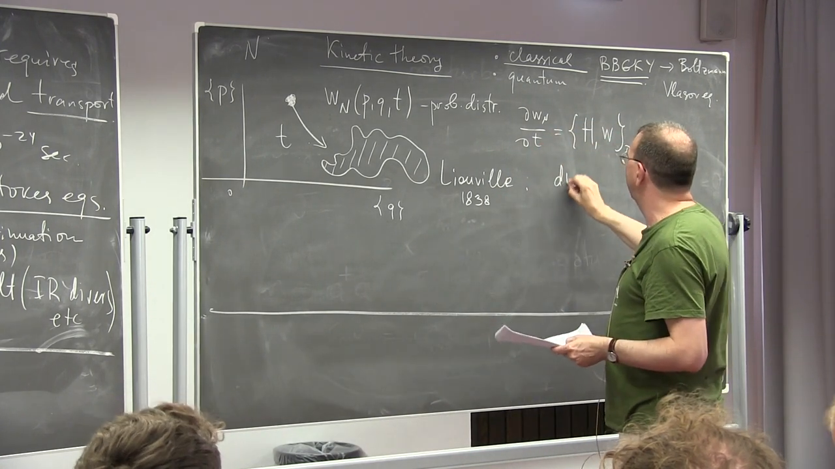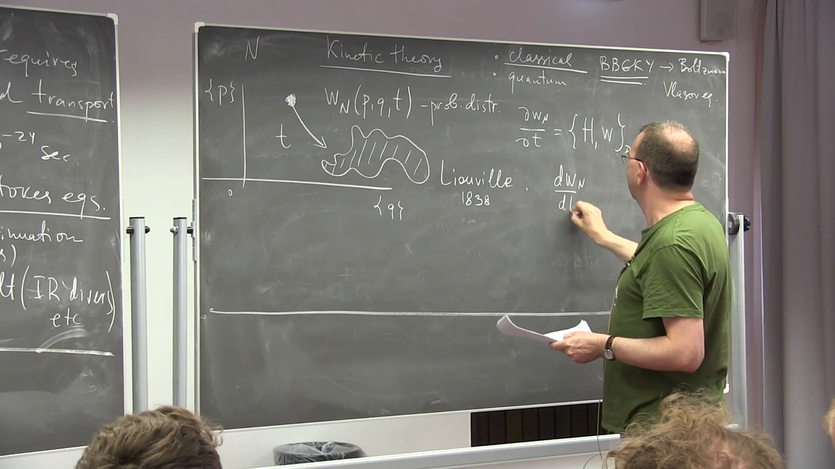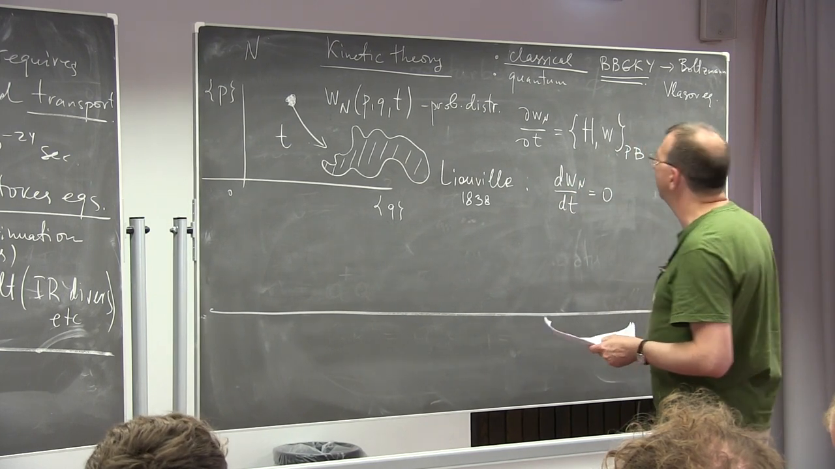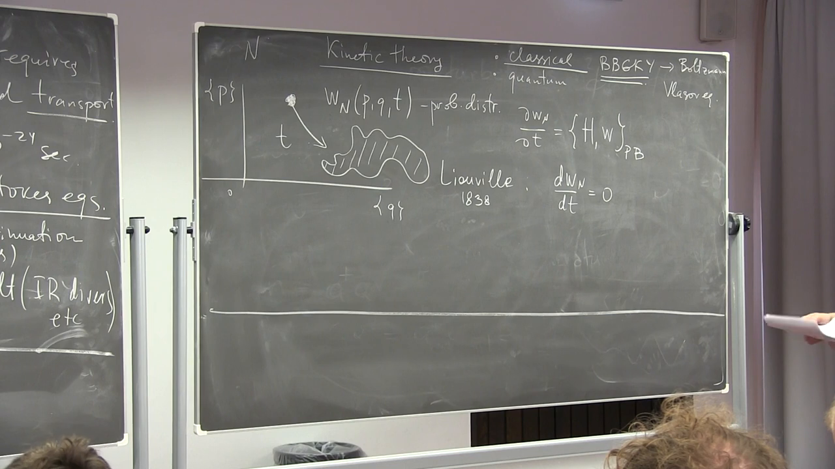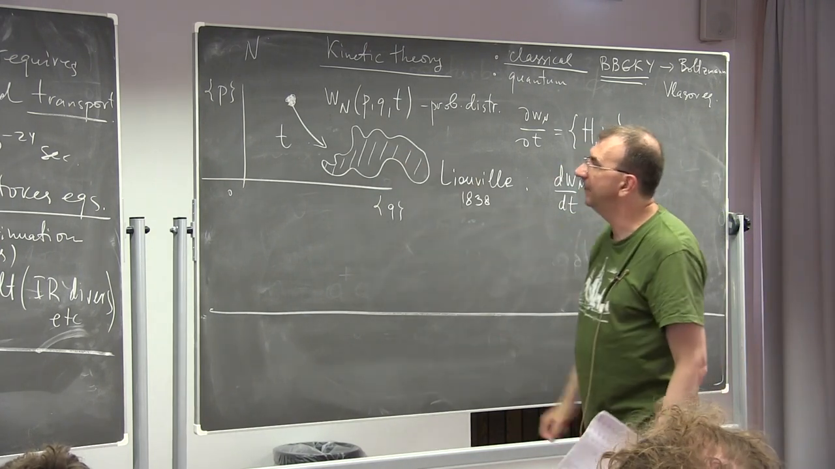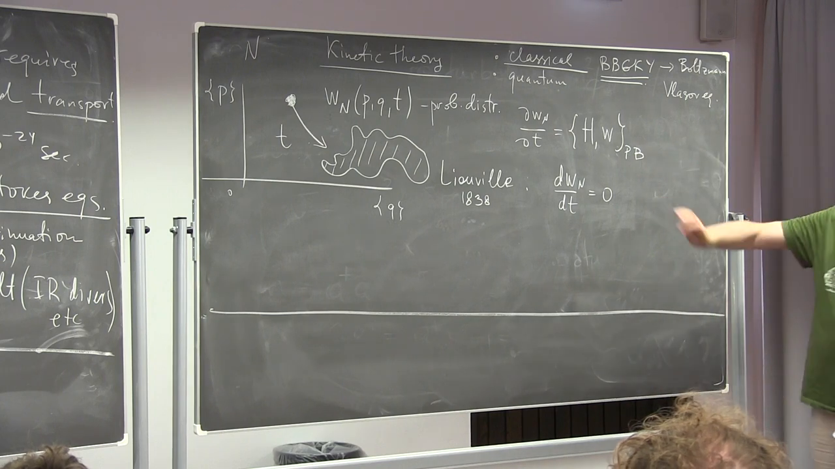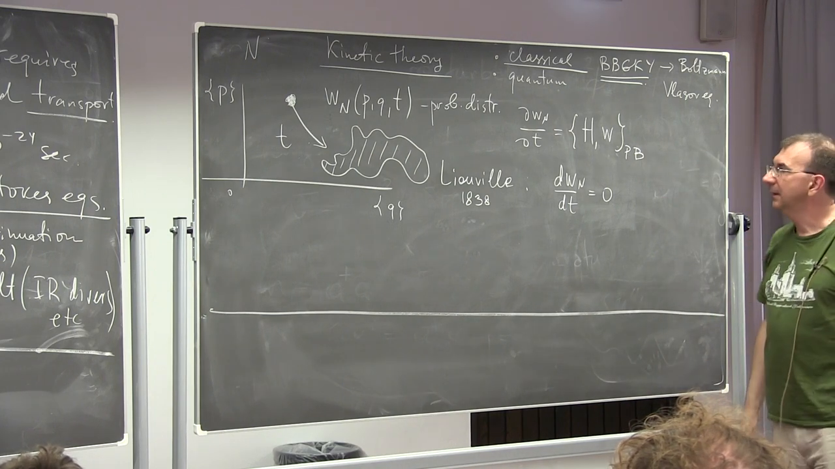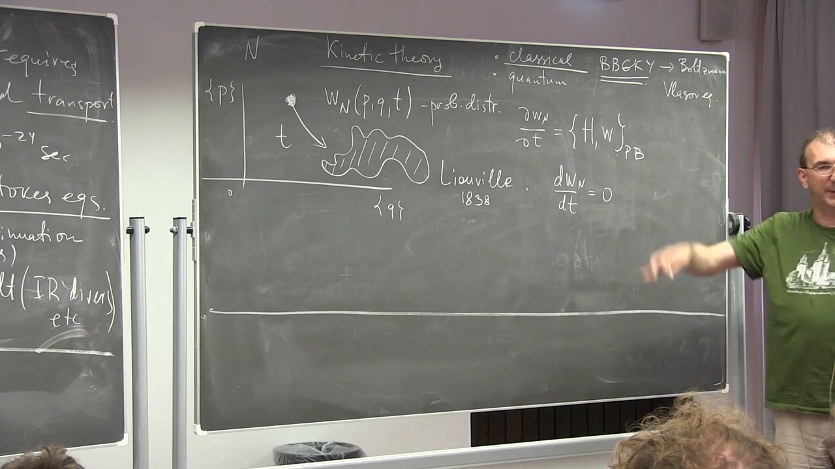Which says that this probability density, the total derivative of probability density, is equal to zero, so it is conserved in time. Right? It behaves as an incompressible liquid. The proof of this theorem is fairly straightforward. I won't go over it, but you can find it in various textbooks.